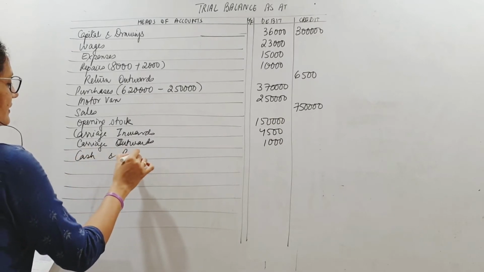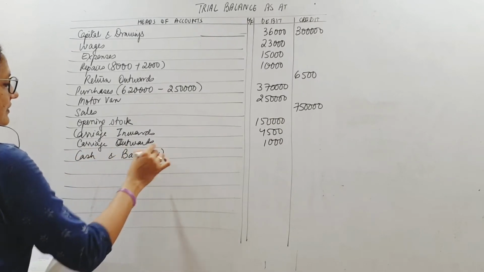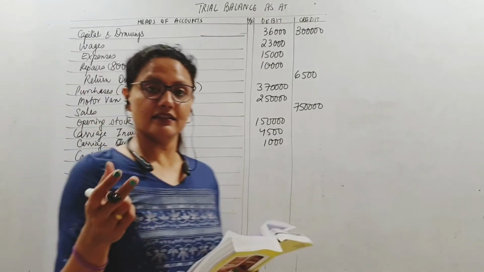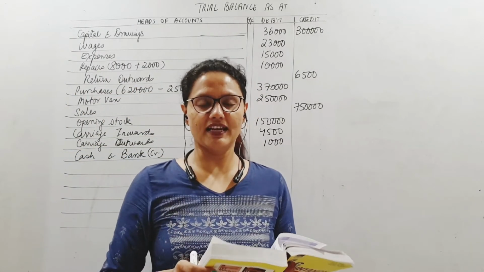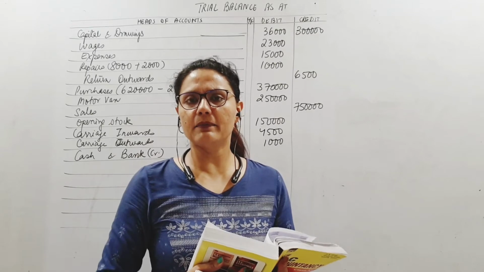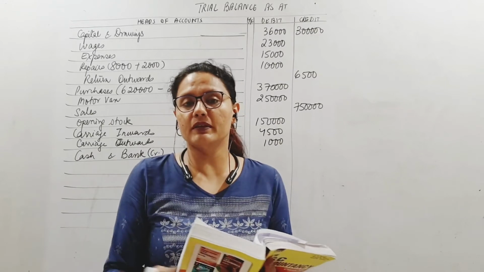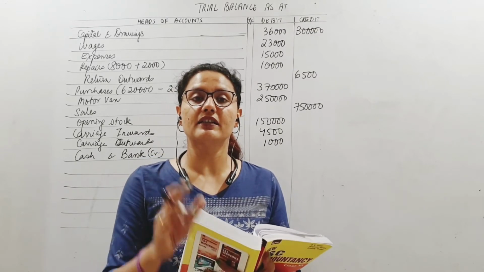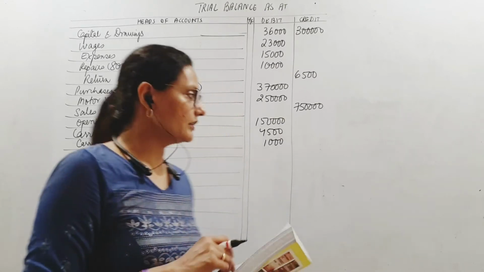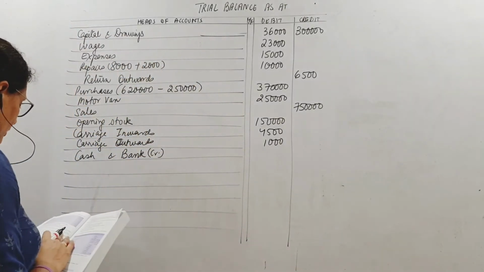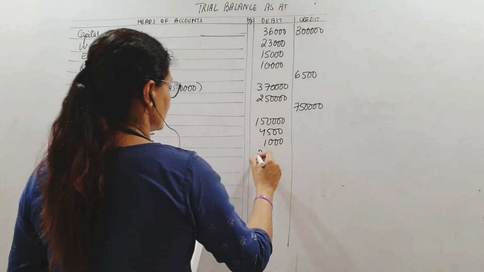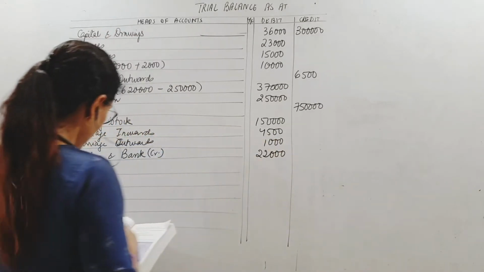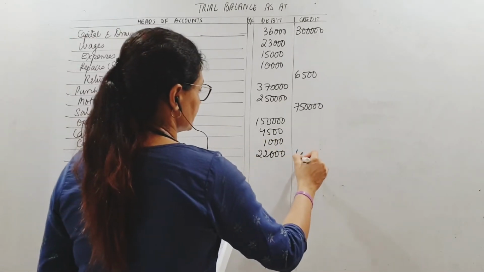And bank, it is saying credit. Bank credit meaning overdraft. Right? Otherwise, bank will have a debit balance if it's favorable. It need not be mentioned. Usually we assume bank is debit. Since it is given credit, please make a note of it. It should come in the credit column. So I can write cash in the debit column and bank in the credit column.